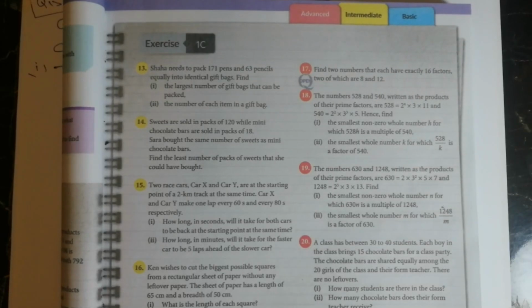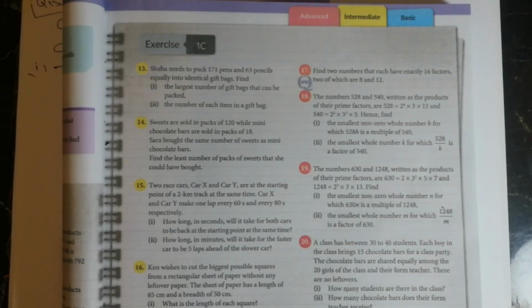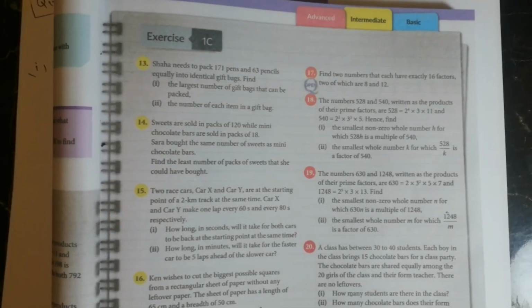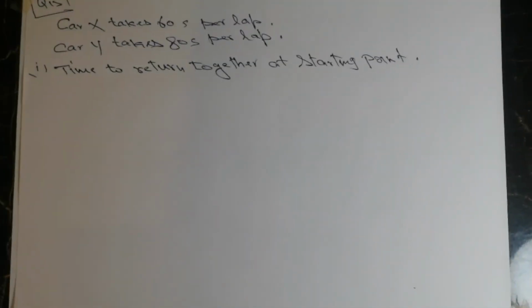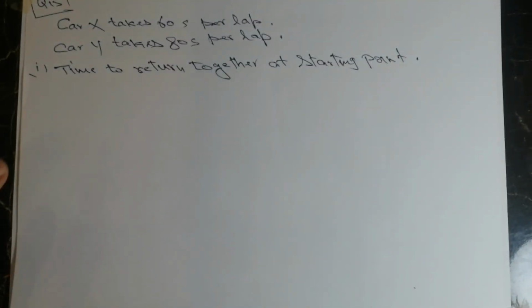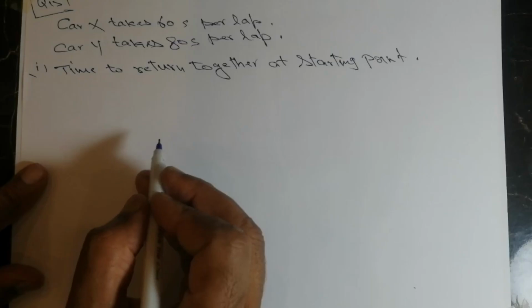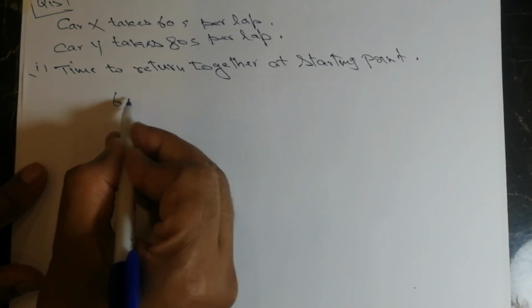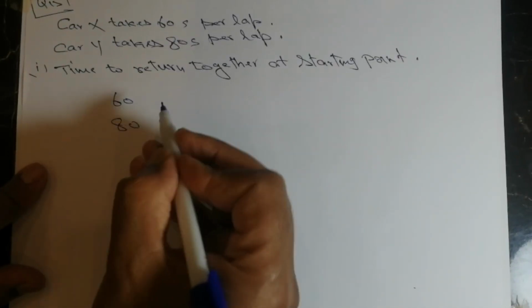So how long in seconds will it take for both cars to be back at the starting point at the same time? So when will they be back together at the starting point? Car X takes 60 seconds per lap and car Y takes 80 seconds per lap. Time to return together at the starting point. So we will find the LCM of 60 and 80.